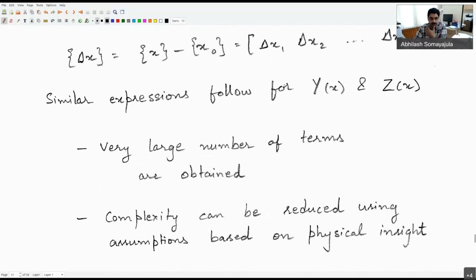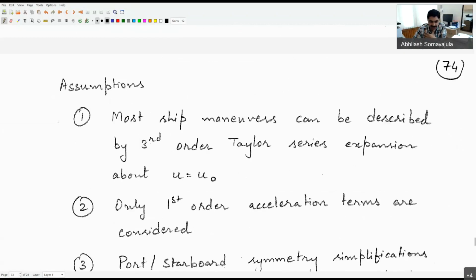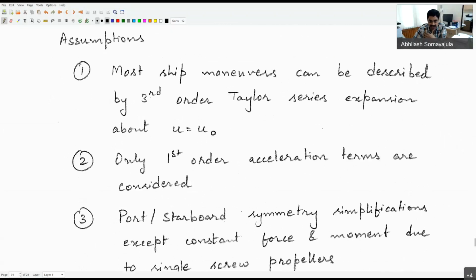which are basically observations from physics, where we can say that because of the symmetry between port and starboard, certain of these coefficients will be zeros. And we can reduce the order of complexity of the model. So what are the assumptions we are making? We are first making the assumption that a third order is sufficient to describe most of the maneuvers that a ship actually undertakes.